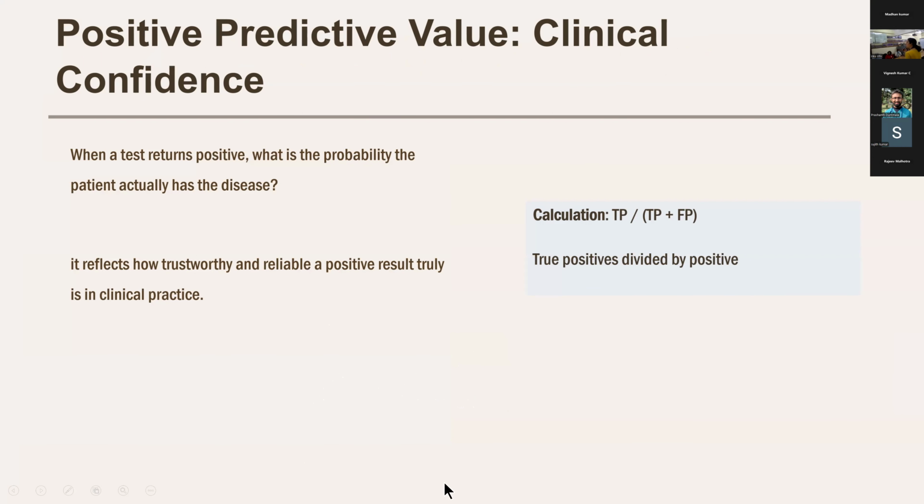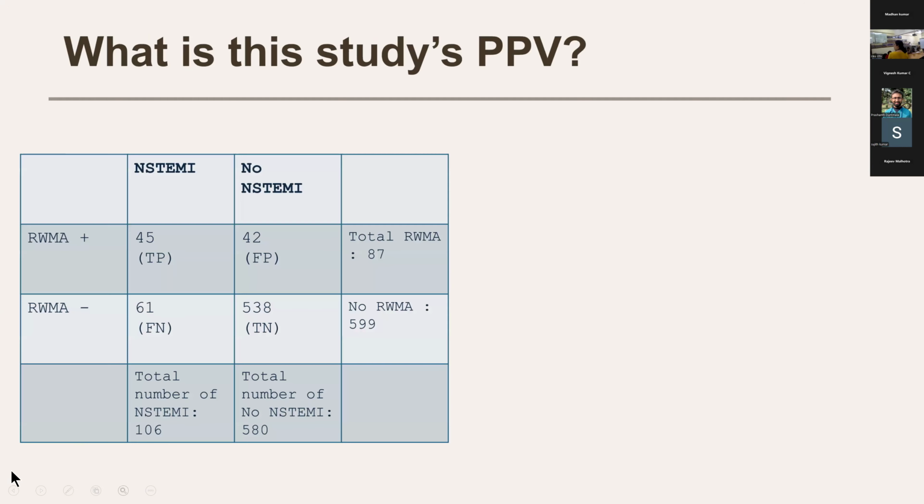Now you come to something called the positive predictive value. It's sort of like the precision of a test or the clinical confidence of a test. So here it reflects how trustworthy and reliable a test truly is. Remember in sensitivity, true positive divided by everyone with the disease. Whereas here it's true positive divided by everyone with the test coming positive. So that is true positive divided by true positive and false positive. So the denominator here is only related to the test.